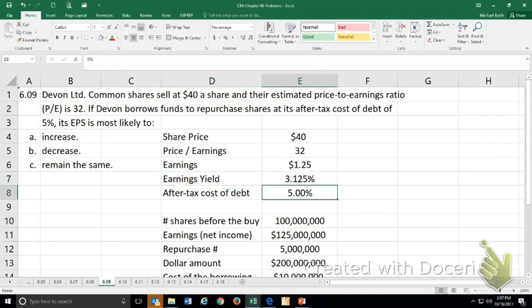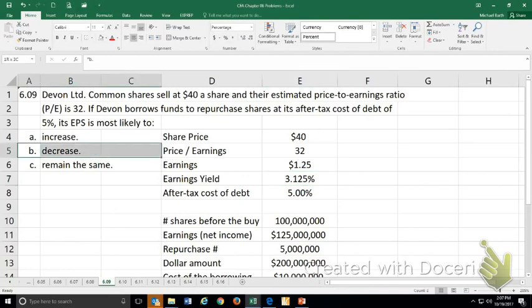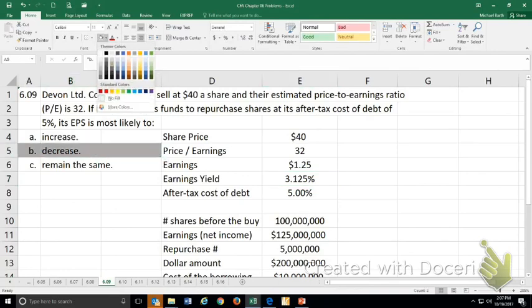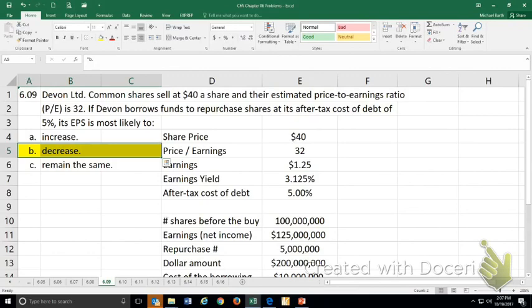So borrowing the money to buy back the shares of stock costs you 5%. The earnings yield tells you what that money invested is actually earning. By invested, I mean invested in buying back the shares of the firm. So Devon Company would be borrowing at 5% and investing the borrowed money at 3%. It's going to have less earnings per share afterwards. So there's our answer. This is not a good idea.